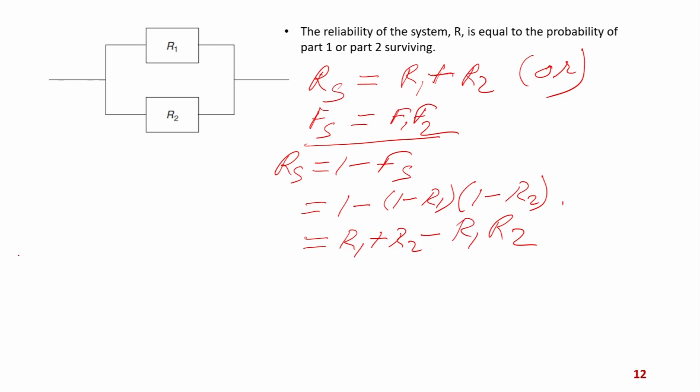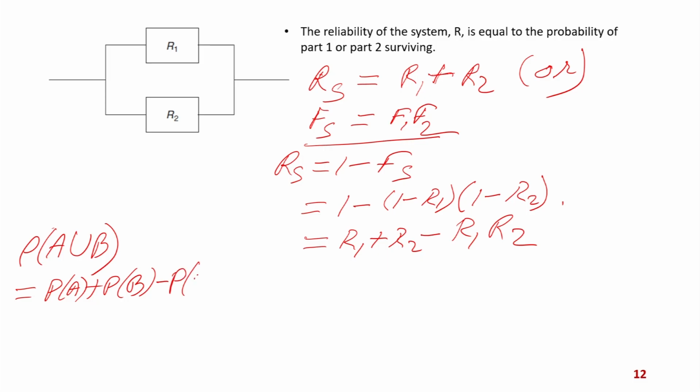I can get this also whenever it is an OR case. So, I can write the probability of two events A union B, if it is an OR case, as P of A plus P of B minus P of A intersection B. And in this case, since A and B are independent, I can write P A into P B. So, we are getting the same thing here.